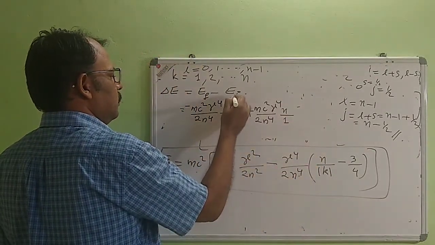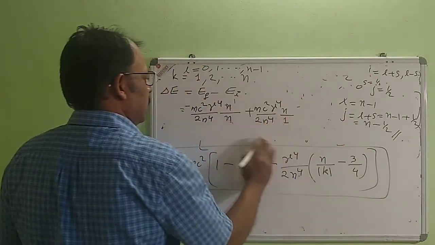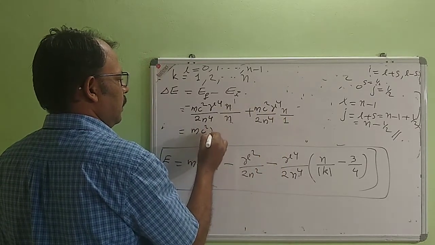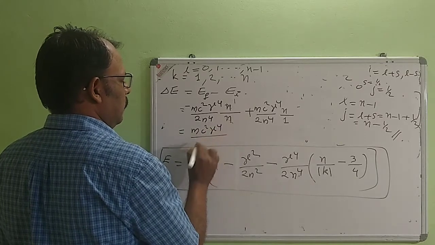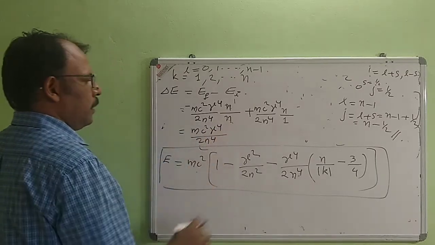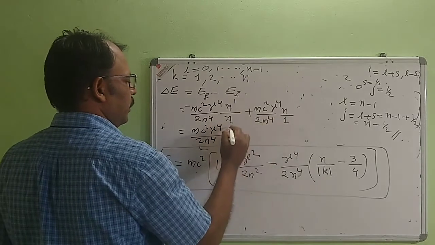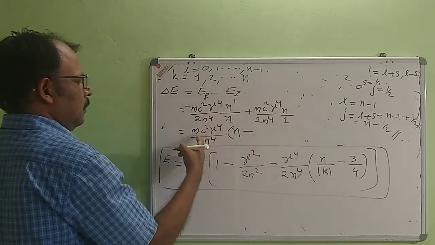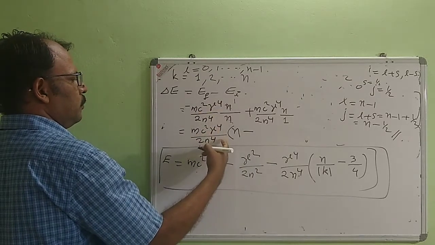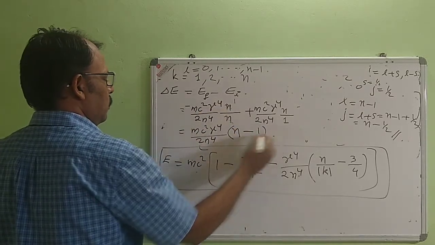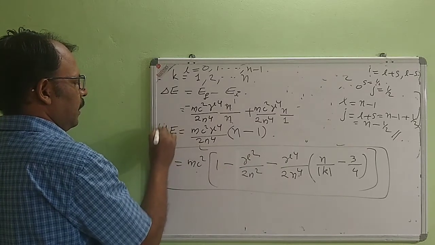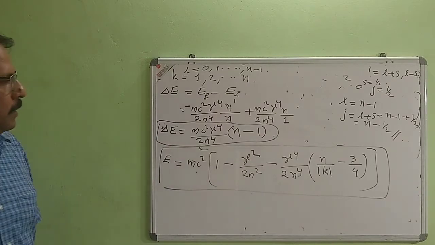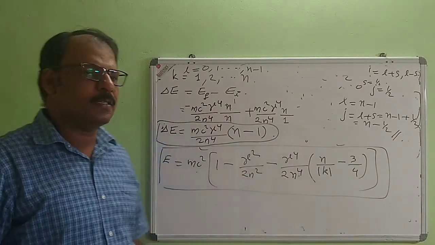So we find this energy spread. This n by n is 1, and taking mc square gamma raised to 4 by 2 n raised to 4 common, we have n in the first term, and the other is minus mc square gamma raised to 4 by 2 n square, where it is 1. So we have the energy spread for the hydrogen atom. It also removes the degeneracy.